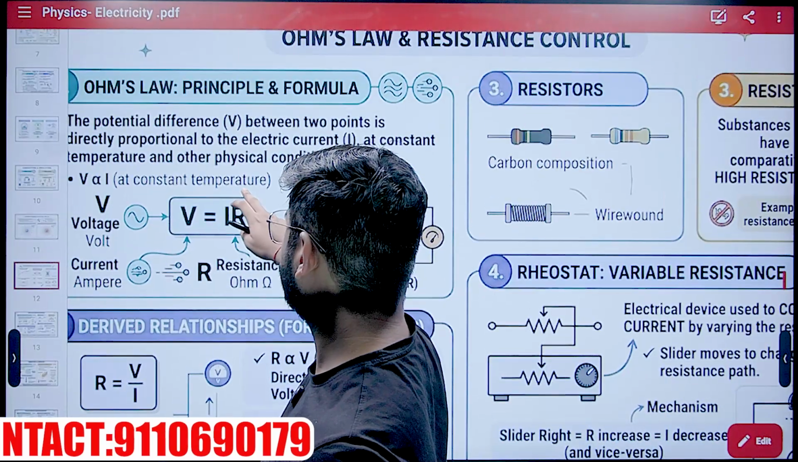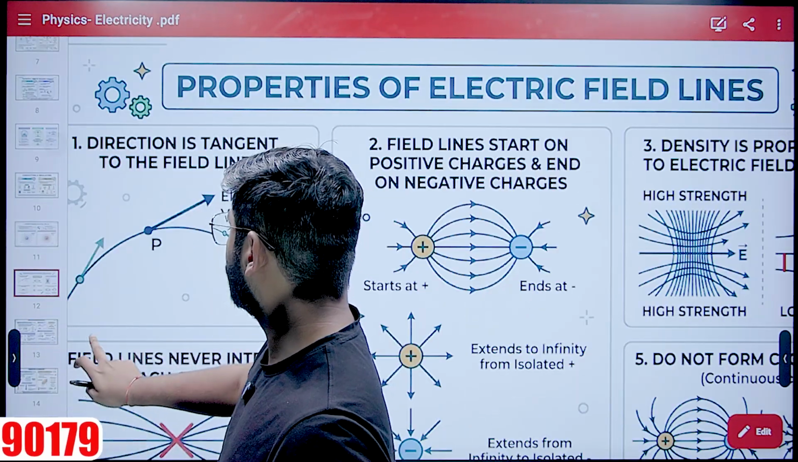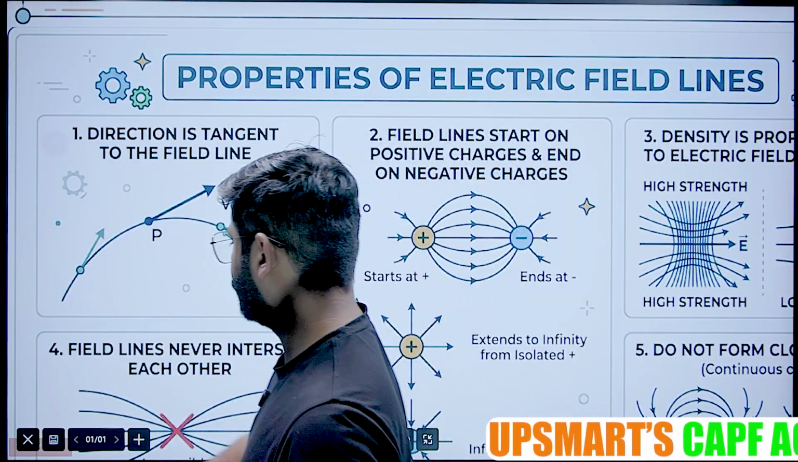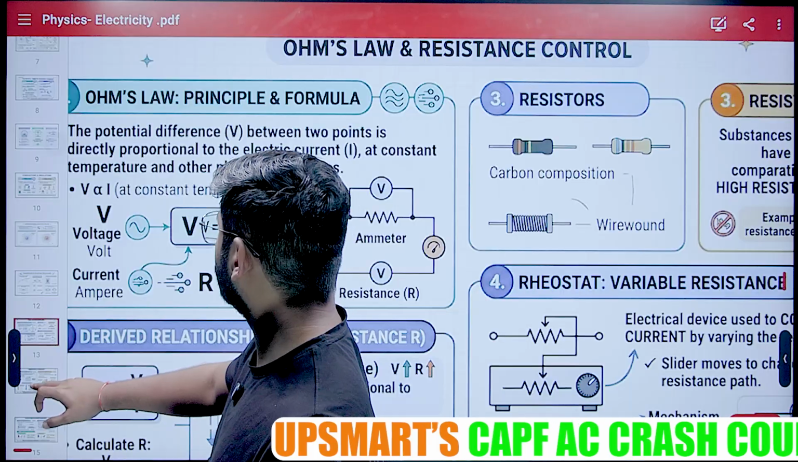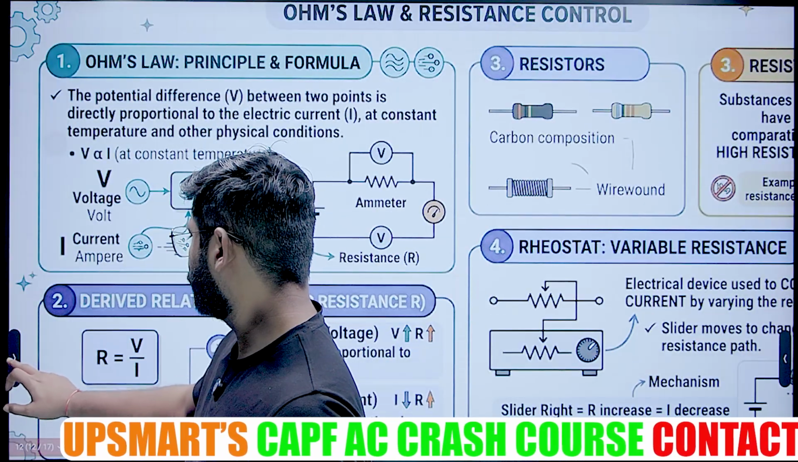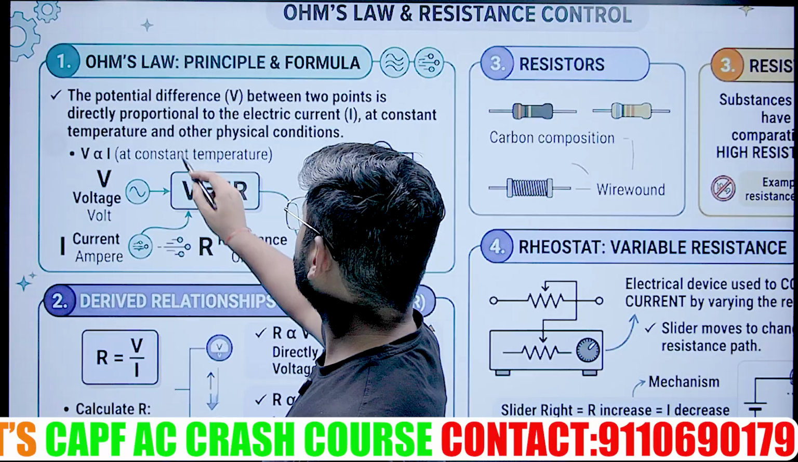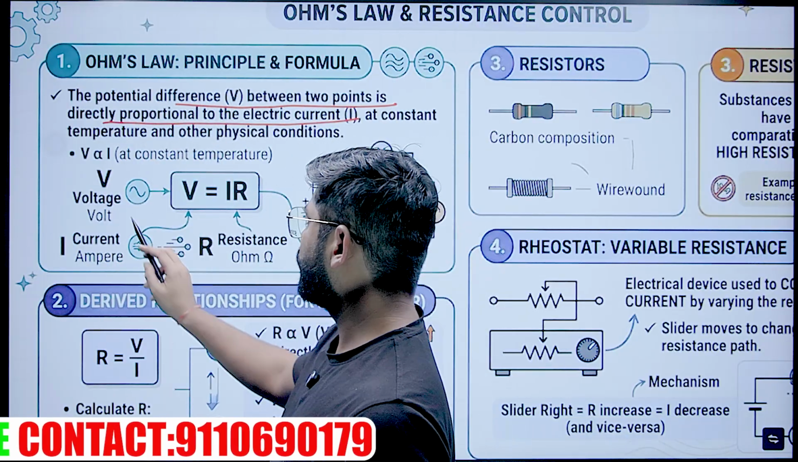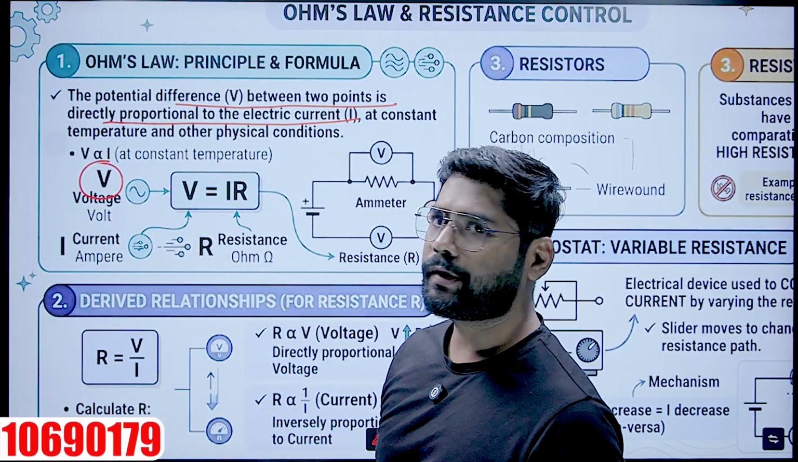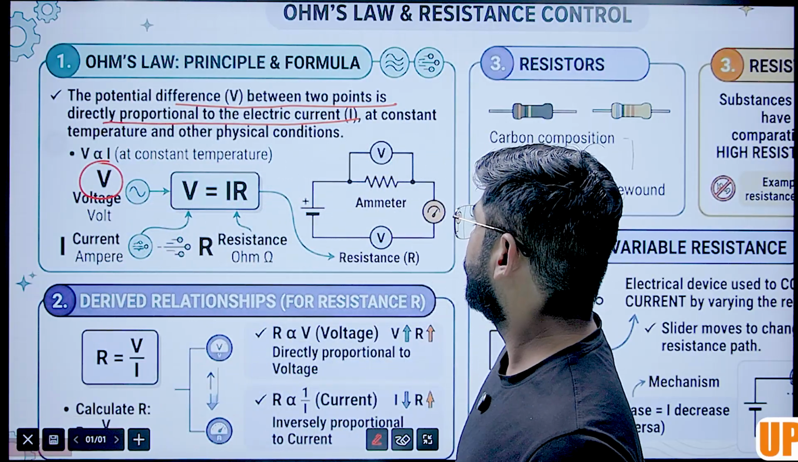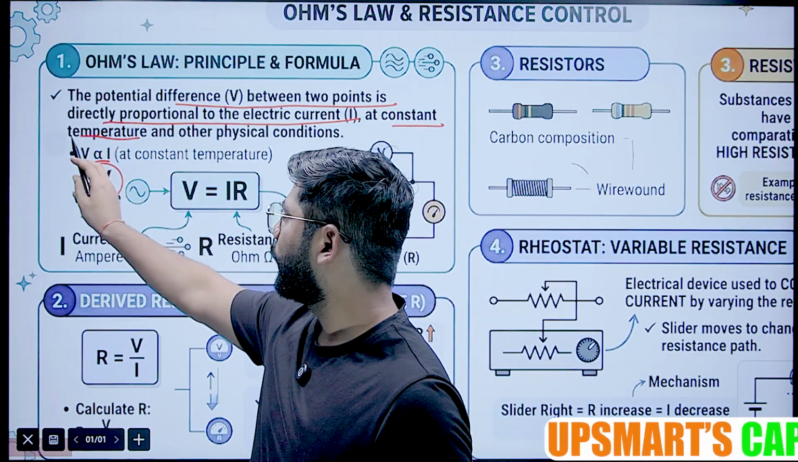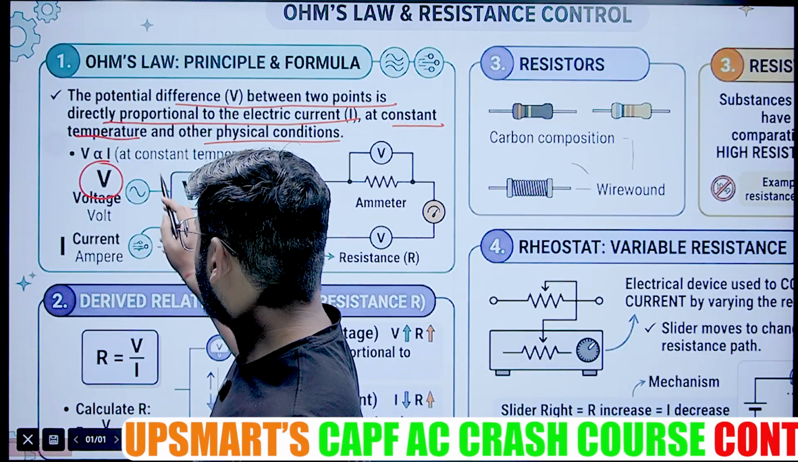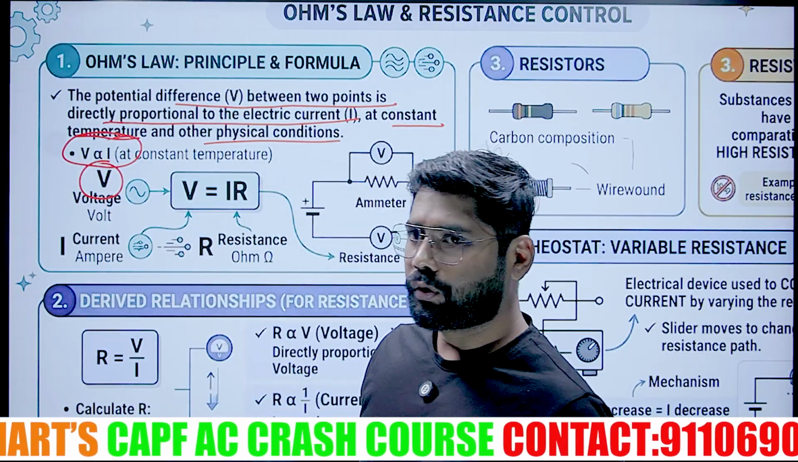Next is Ohm's law. What is Ohm's law? It states that the potential difference between two points is directly proportional to the electric current. The potential difference is V, and it is directly proportional to the electric current when the temperature is constant and other physical conditions are also constant. Only then does it hold that the potential difference is directly proportional to the current.